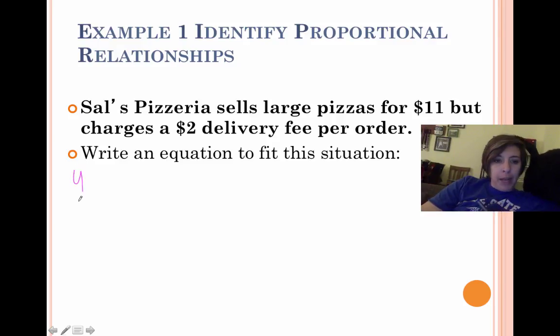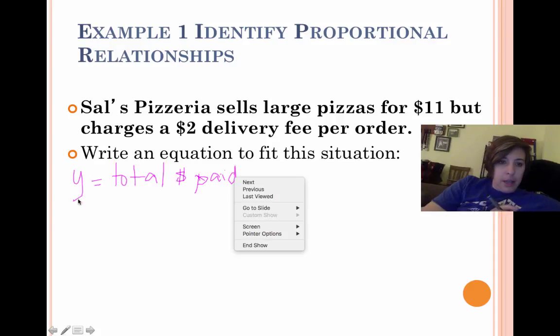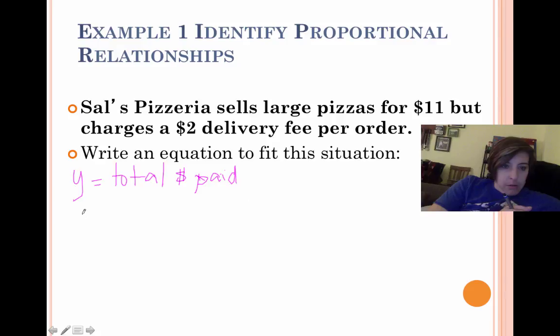All right. So we're going to say Y is the total money paid. This is where we have to define our variables. X is the number of pizzas.